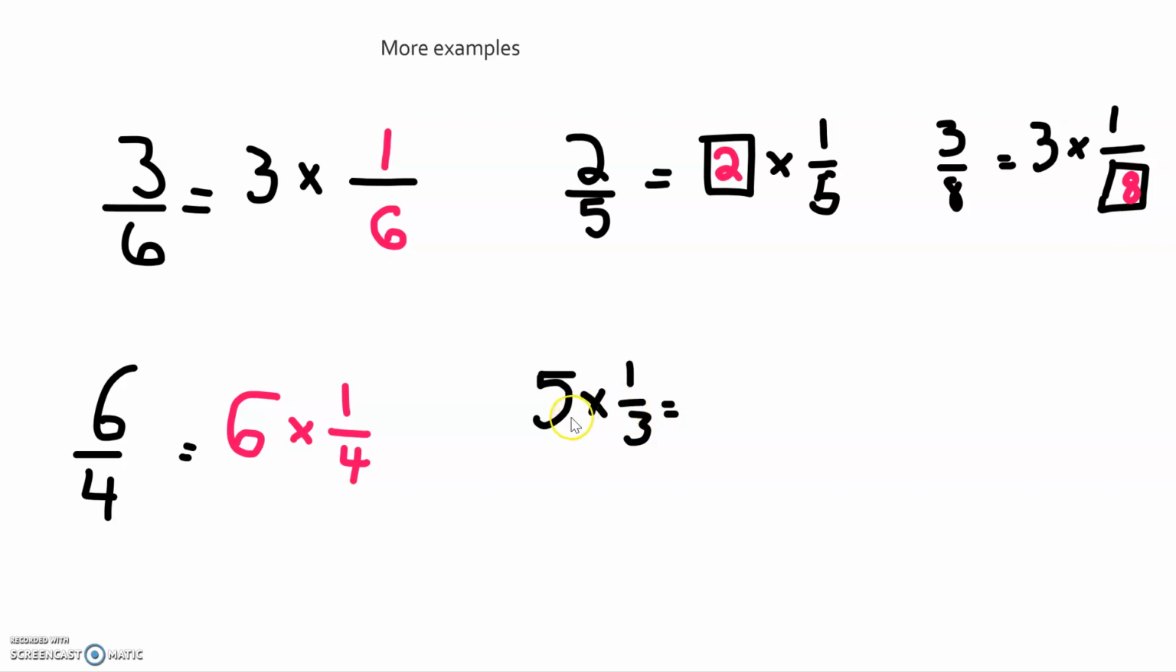And to change it from multiplying into a fraction, I multiply the whole number times the 1, which is the top of the unit fraction, which is going to give me 5. And then remember, my denominator stays the same.